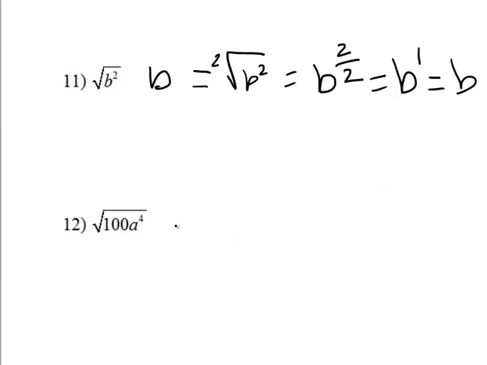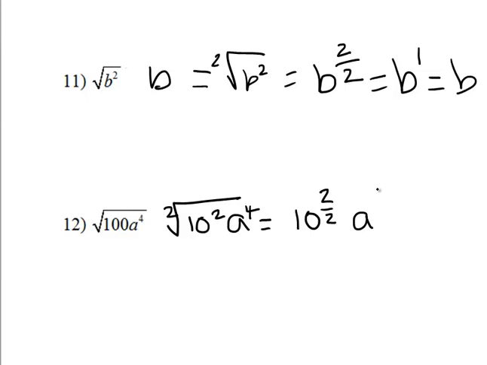Let's take a look at this one. It's a little more involved. Here you have the square root of 100 times a to the fourth. Well, 100 is the same as 10 squared, right? So if I have my secret 2, that's the same as 10 to the 2 over 2 times a to the 4 over 2, which equals, well, that's 10 to the 1, so it's just 10. And a to the 4 over 2 would be a squared. Whoops, I forgot the a. Sorry about that.